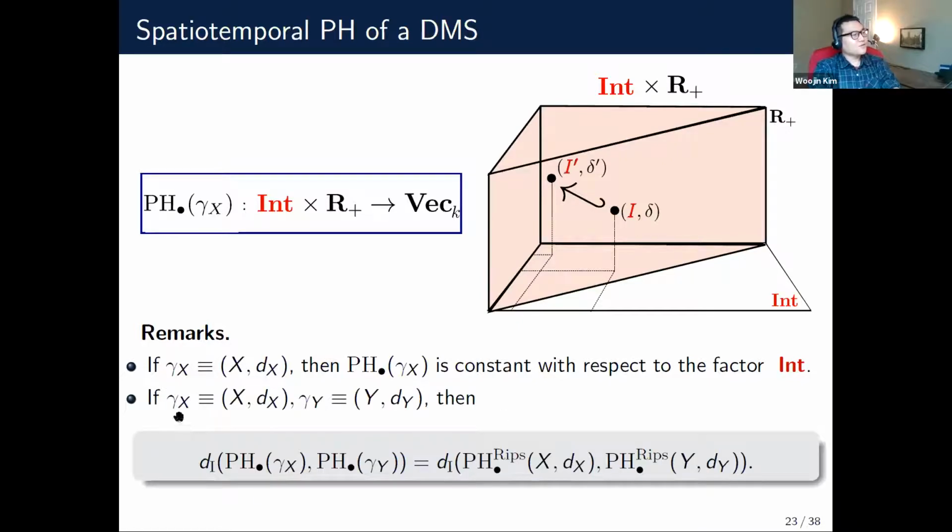And also, when we have two dynamic metric spaces which are constant respectively, (X, dX) and (Y, dY), then the interleaving distance between spatial-temporal Pearson homology is actually the same as the interleaving distance between the corresponding Rips Pearson homology of the corresponding static metric spaces.